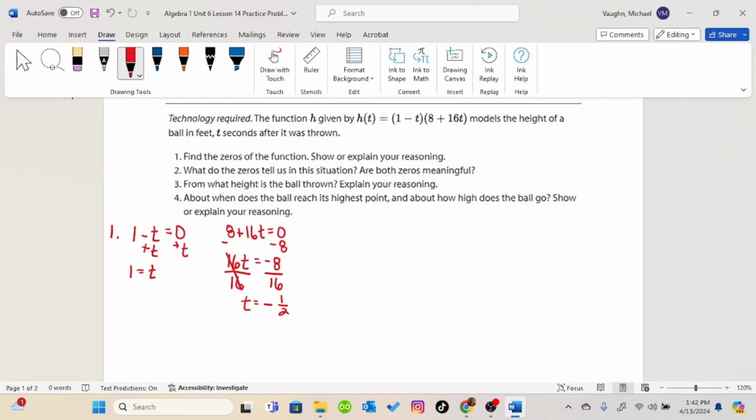So our first zero is (1, 0), and the other is (negative 1/2, 0).